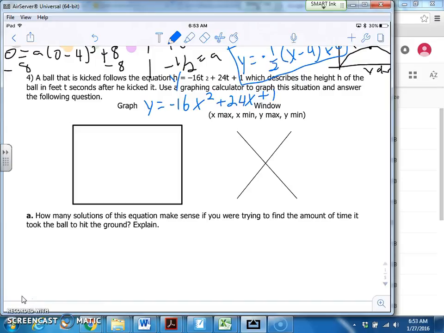So the ball that is kicked follows that equation where h is the height or y is the height and t is the amount of seconds. So t is time. Our picture won't necessarily be what the ball is doing, but it'll show the height in relation to time. So let's go ahead and graph it. If you want to go to your Desmos and graph it, I'm going to pause and show you what I get on Desmos. So if you want to pause it now and get your Desmos calculator up and type in that equation.